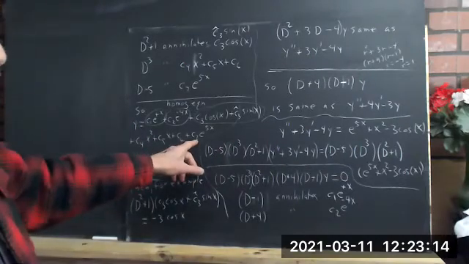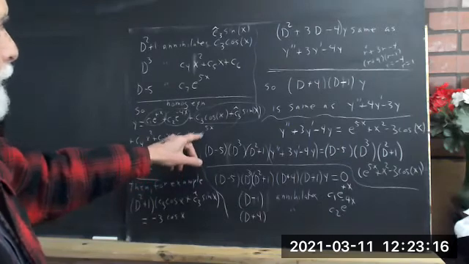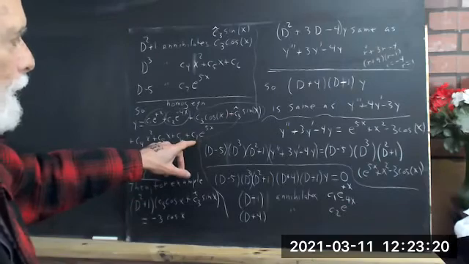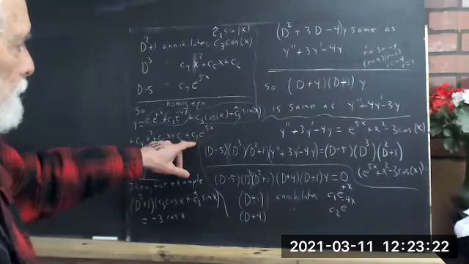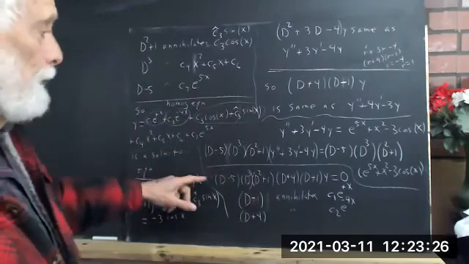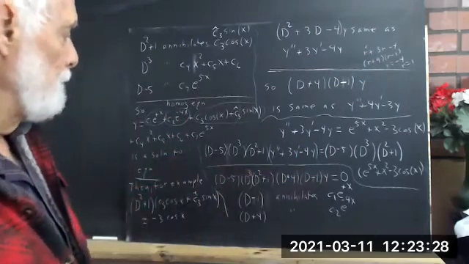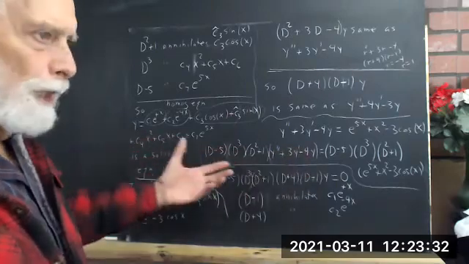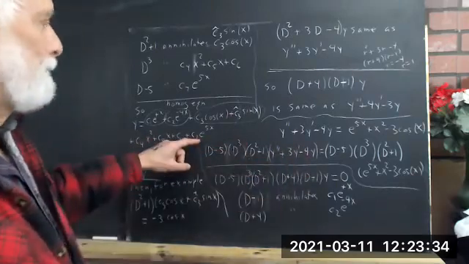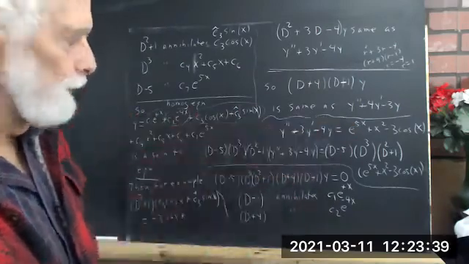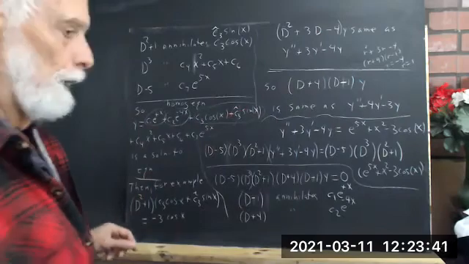To do, for example, C7 e to the 5x, okay, that's annihilated by the d minus 5 of this whole sequence. So you would take all these operators, expand it, apply it to C7 e to the 5x, it has to come out e to the 5x, and you get your C7. Okay.